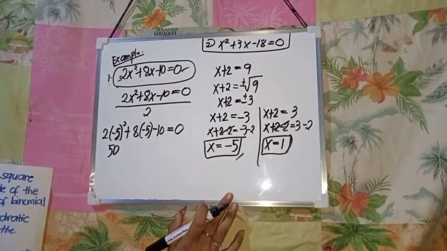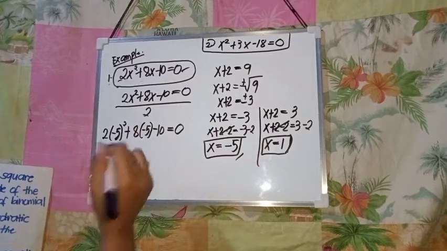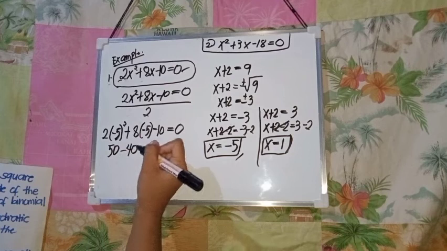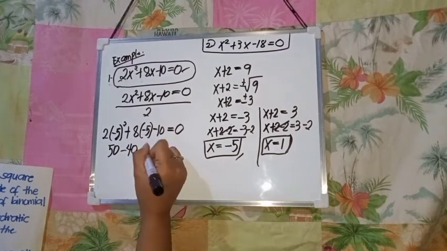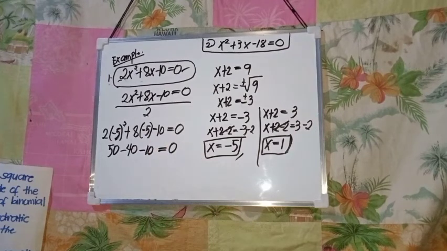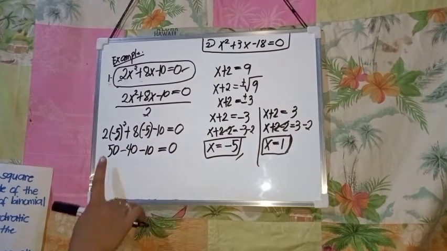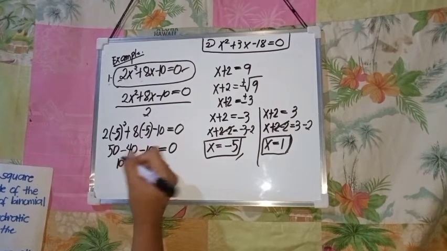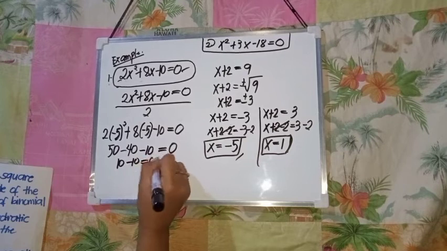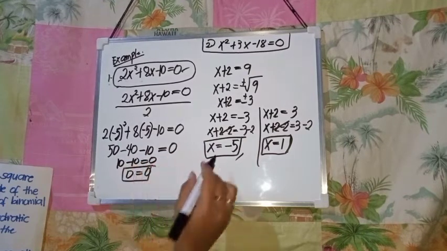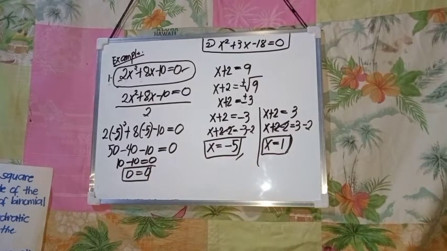8 times negative 5 is 40. So negative times positive, so negative 40, and minus 10 is equal to 0. So combining like terms, 50 minus 40 is 10, minus 10, so 0. So x equal to negative 5 here is correct.